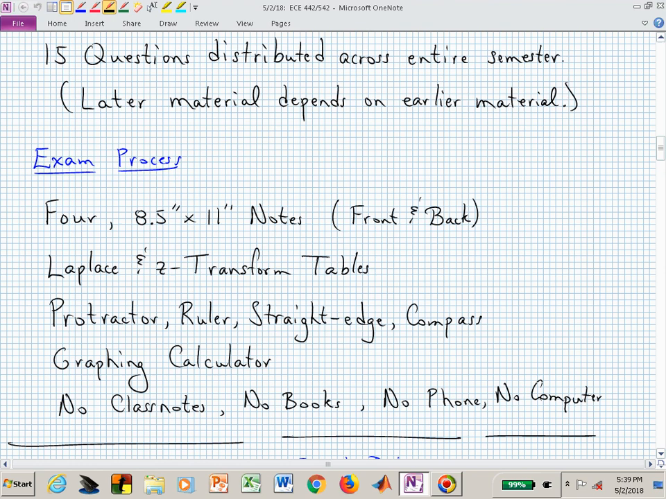Yes? You said that the later material depends on the earlier material. Does that mean it'll focus mostly on everything since the last exam? Or will we have questions in the structure of what we see before? The question was, am I going to focus my exam questions on later material? Not necessarily. I will try to uniformly distribute those throughout the semester, but you can anticipate a few state space type questions, and that's the later material.